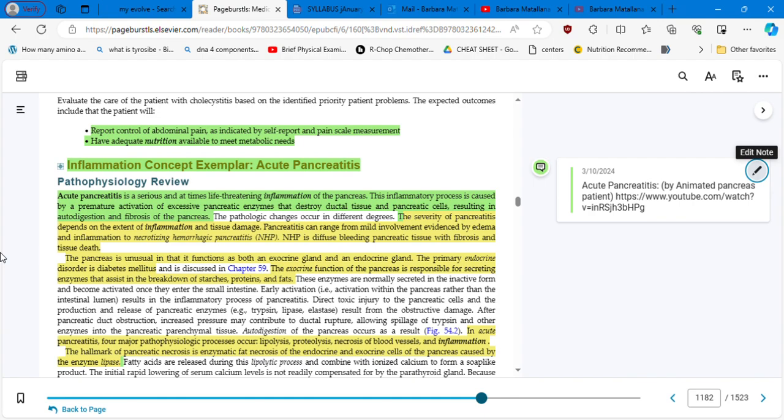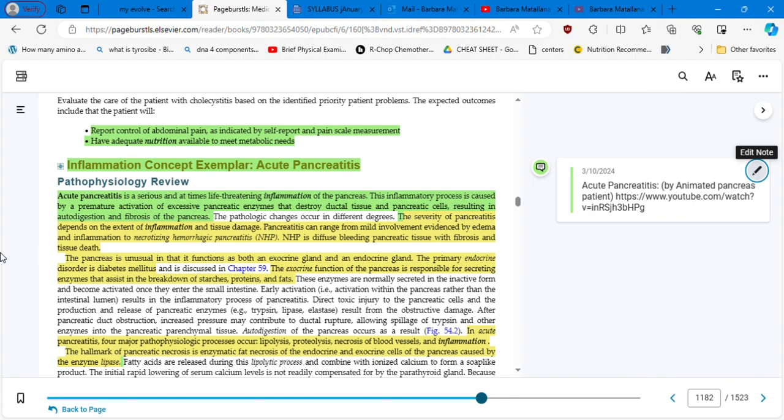Okay, so acute pancreatitis. It's a serious and at times life-threatening inflammation of the pancreas. This inflammatory process is caused by a premature activation of excessive pancreatic enzymes that destroy the ductal tissue and pancreatic cells, resulting in autodigestion and fibrosis of the pancreas. So those enzymes are lipase, protease, and amylase. There is an overproduction, and these enzymes start attacking the pancreas, causing autodigestion.